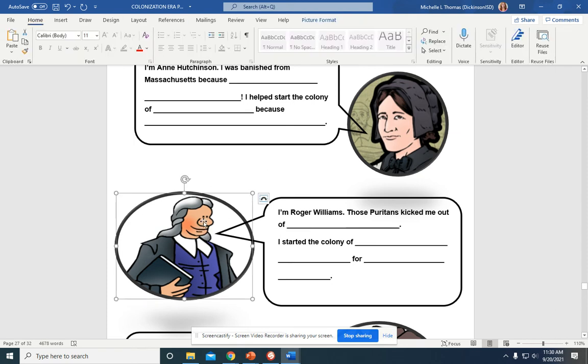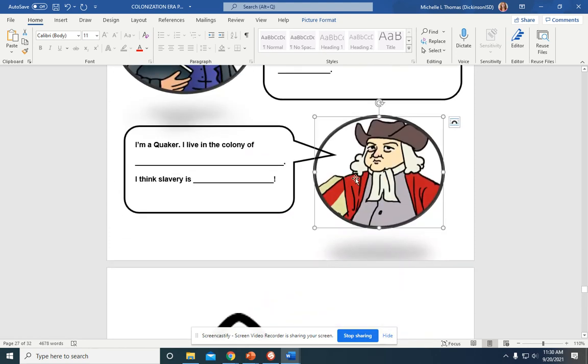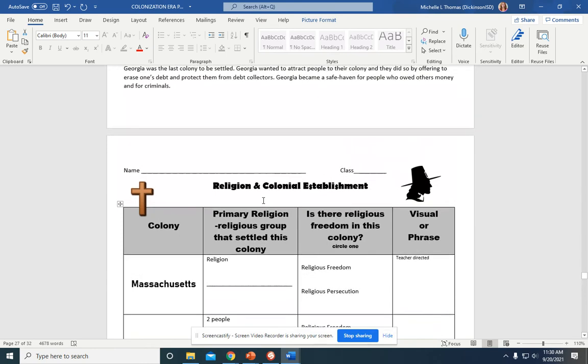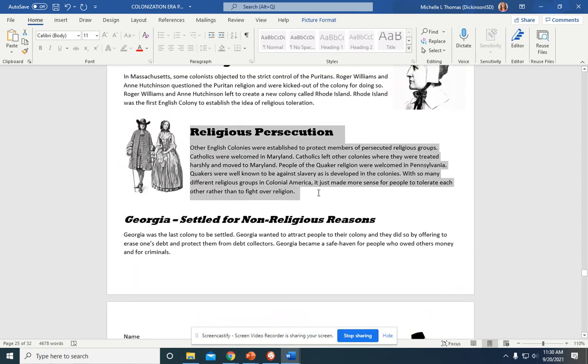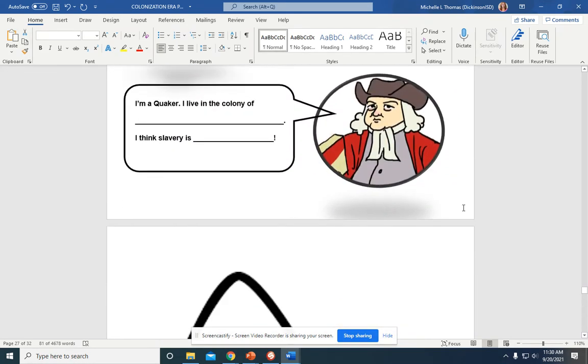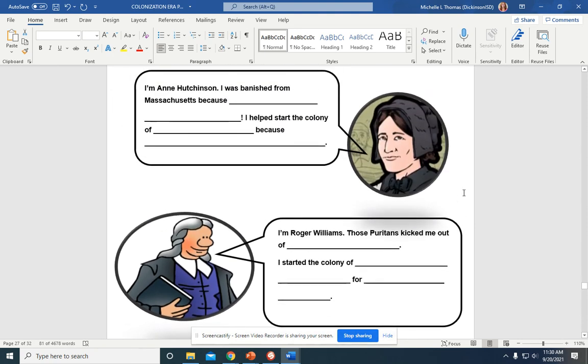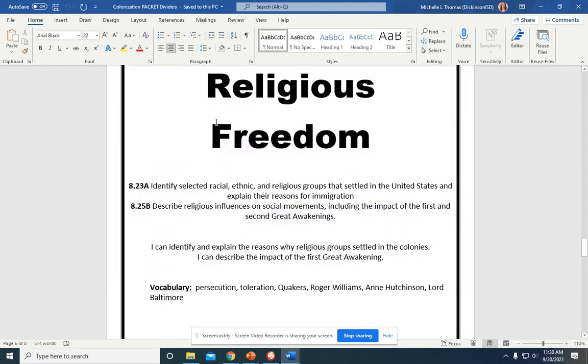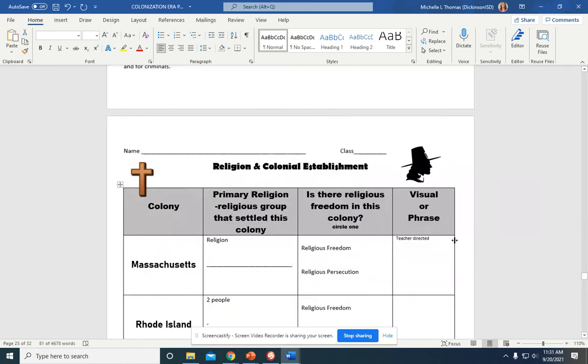Here's Roger Williams, her best friend. I'm Roger Williams. Those Puritans kicked me out of blank. I started the colony of blank, blank, for what? Theirs will be similar because they were in the same situation together. Then you're going to go down to this mean looking Quaker. I'm a Quaker. I live in the colony of blank. I think slavery is blank. Oh, we don't write about slavery in our chart. You can find out about the Quakers and reread this little section, and then you'll know immediately. The answer will pop out to you. That is all you will do to complete your religious freedom part of your packet. If you have any questions, come see your teacher.